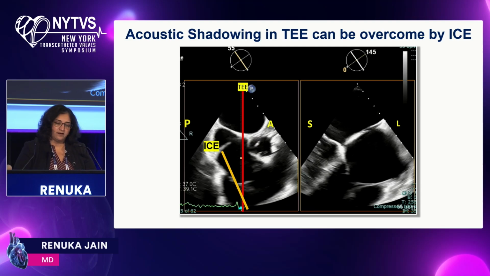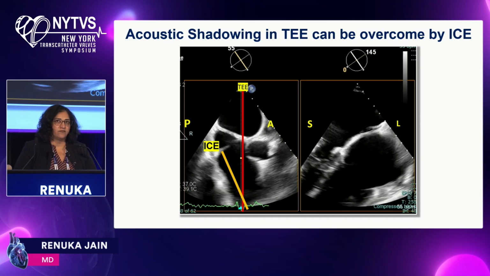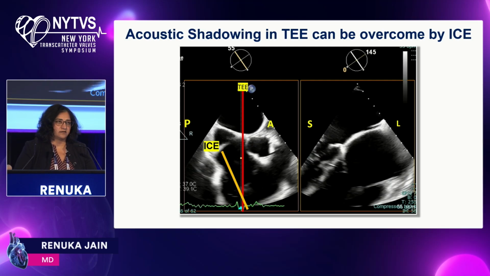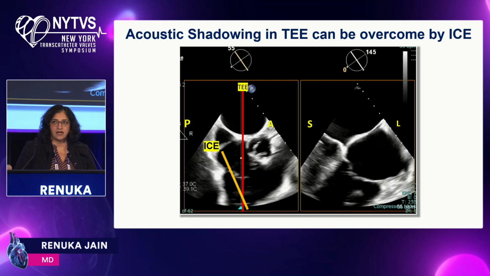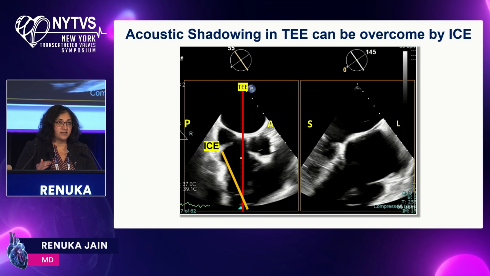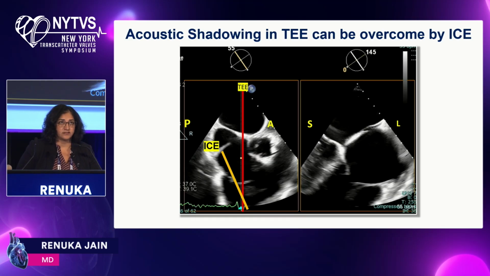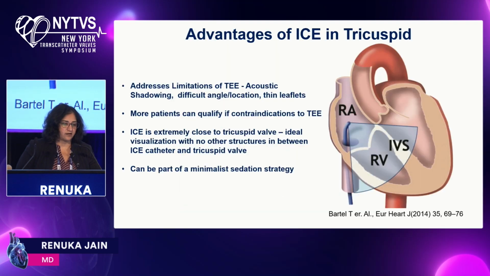In my last 1 minute, I'll talk a little bit about ICE. I think ICE is very, very helpful. One of the key features of TEER is you're not just looking at anatomic and patient factors, but you're also looking at the quality of imaging. TEE can suffer from acoustic shadowing, particularly in patients that have had left-sided interventions. ICE is really advantageous because it's right next to the tricuspid valve, and it can really overcome a lot of the acoustic shadowing.